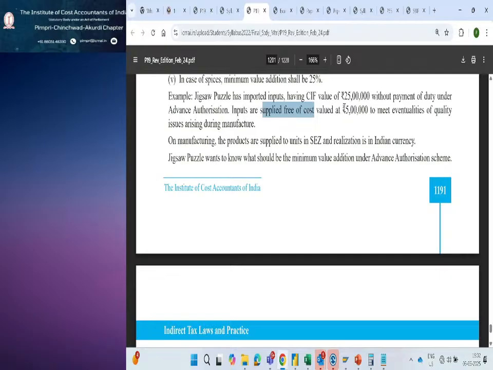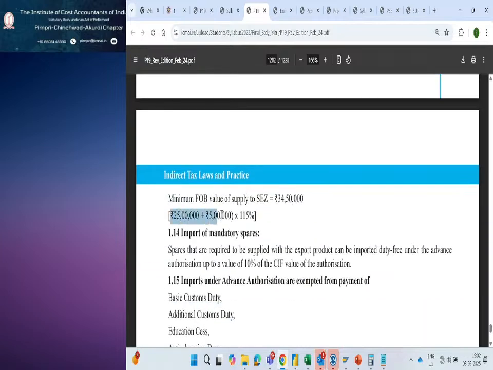So what is the value? 5 lakhs, to meet the eventualities of quality issues arising during manufacture. So you are facing some issue at the time of manufacture, so you have asked the importer to supply free of cost. What is that value? Which is 5 lakhs. So now we know what our import value is: 25 plus 5 lakhs, which is 30 lakhs.